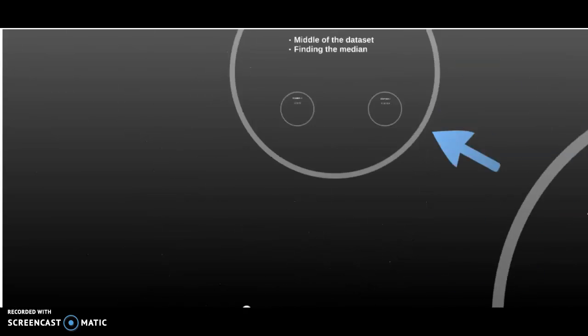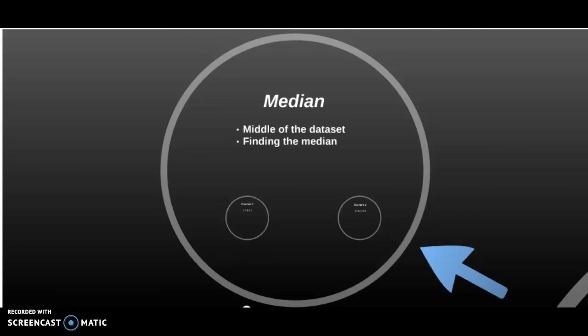Okay, let's move on to our next. Let's look at median. So median is another way to find the middle. Median actually means the middle of the data set. So what you're going to do is put them in order, from smallest to biggest, and then you're going to cross them off until you meet the middle.